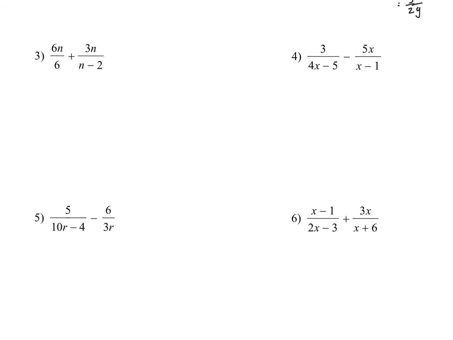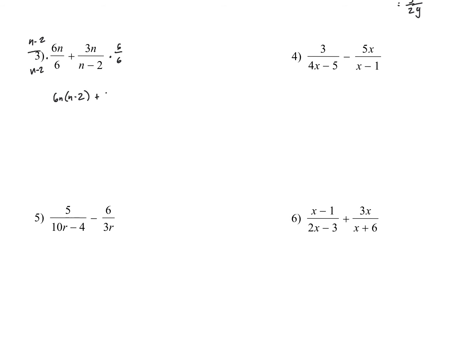So this first one, I have a 6 and I have an n minus 2 in my denominator. So I'm going to multiply this fraction by 6 over 6, and then this fraction by n minus 2 over n minus 2. Okay, now because I'm going to end up over the same denominator anyway, I'm just going to go ahead and put it all over one denominator, because writing all of this is a lot.